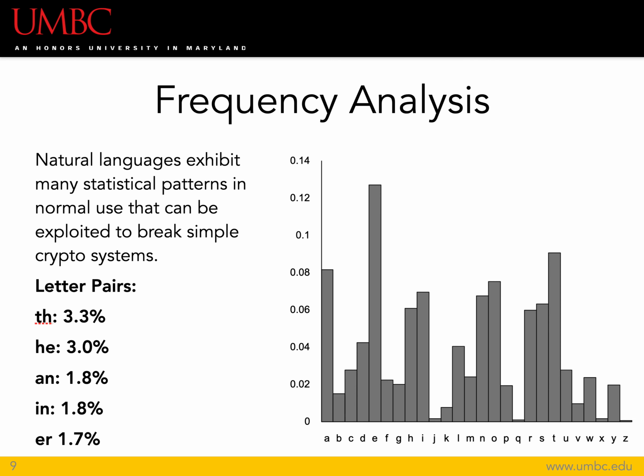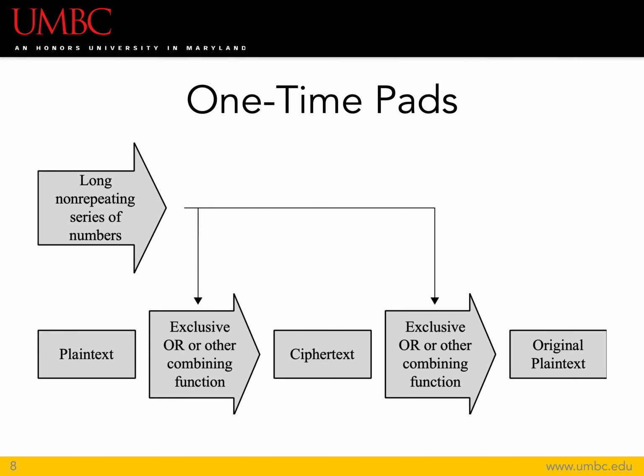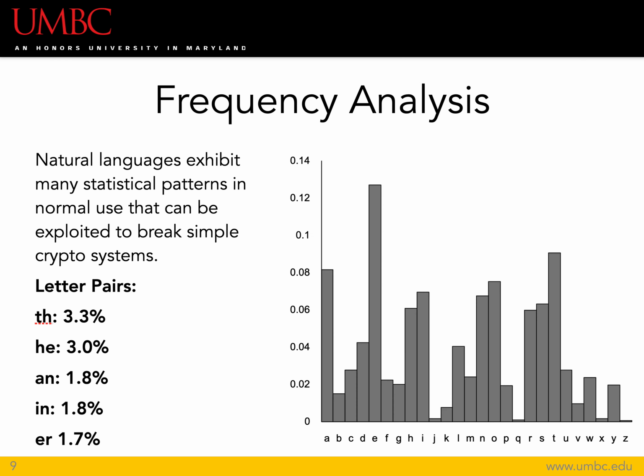The answer is, with a one-time pad, you have an entirely random sequence here, and that eliminates the frequencies that you might have found in the plain text. So if the sequence is entirely randomized, when you do this exclusive OR, it's going to be randomized in the ciphertext. And so it's very difficult to pull off any kind of a frequency analysis with the one-time pad.